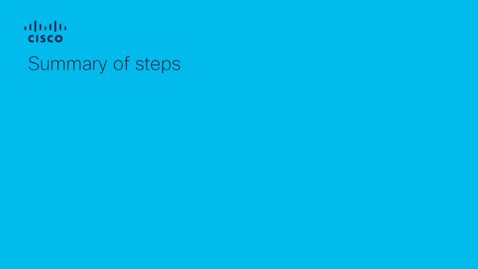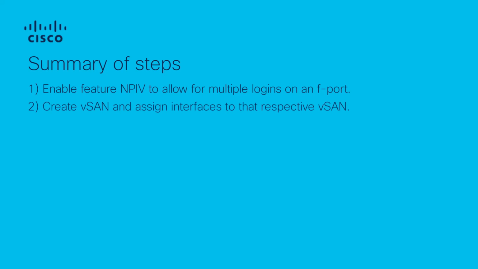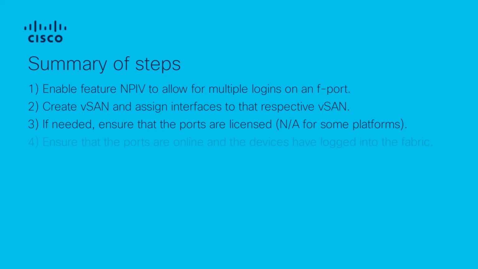To summarize, below are the steps required to perform zoning in basic mode using device alias on a brand new single switch fabric. Step 1. Enable feature NPIV to allow for multiple logins on an F port. Step 2. Create VSAN and assign interfaces to that respective VSAN. Step 3. If needed, ensure that the ports are licensed, not applicable for some platforms. Step 4. Ensure that the ports are online and the devices have logged into the fabric.